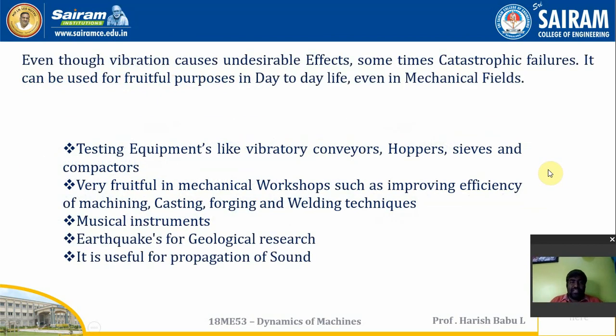Even though vibration causes undesirable effects, sometimes catastrophic failure also, it can be used for fruitful purposes day by day, even in our mechanical field. So what are the things you're going to use as an advantage? Testing equipment like vibratory conveyors, hoppers, sieves, and compactors. If you take an example, when you go to a foundry or forging lab, you use sieve analysis to find the grain size of sand. There again you use vibration to your advantage for finding the size.